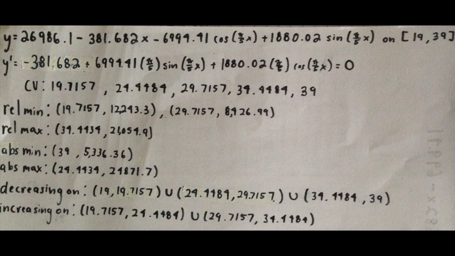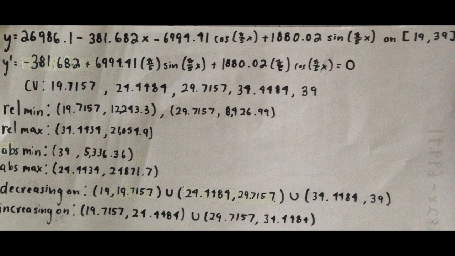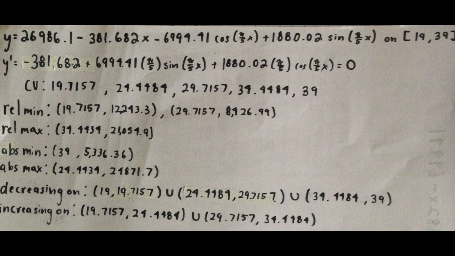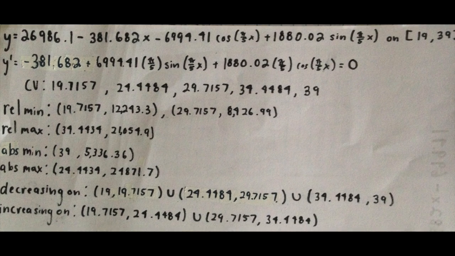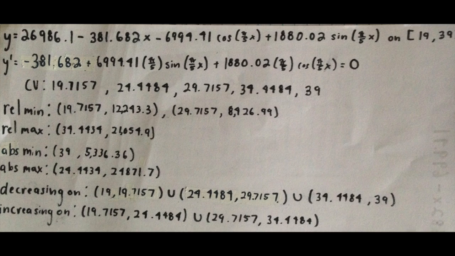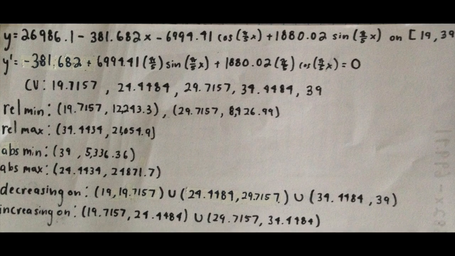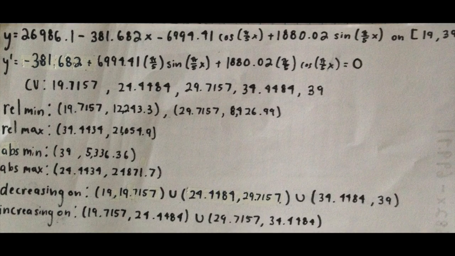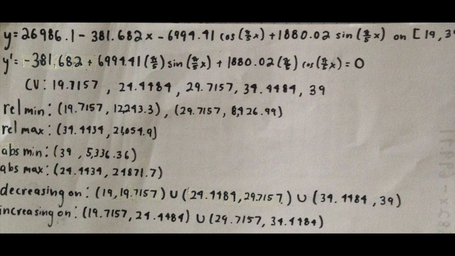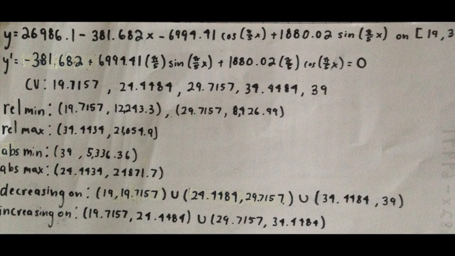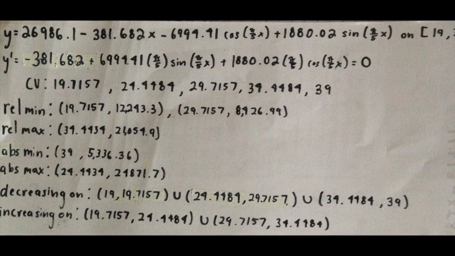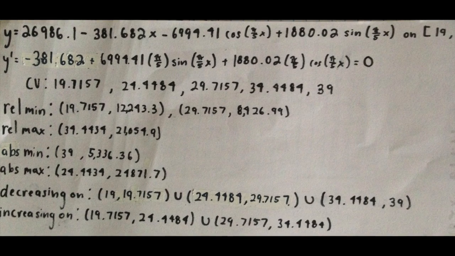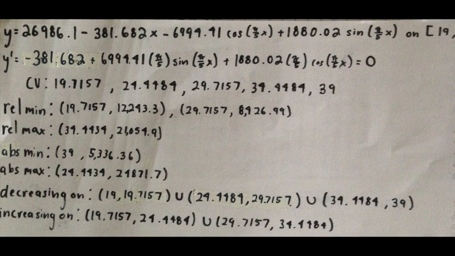This model looks at the Canadian lynx population over time in years using the equation y equals 26,986.1 minus 381.682x minus 6,994.41 cosine of pi x over 5 plus 1,880.02 sine of pi over 5 times x on the interval of 19 to 39.